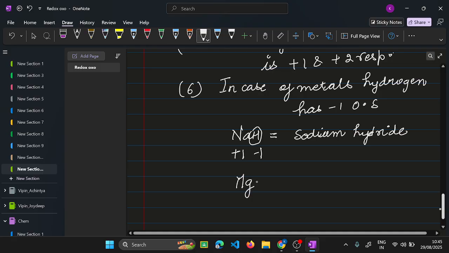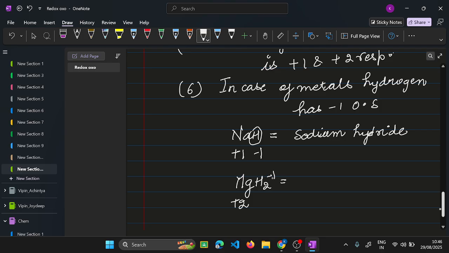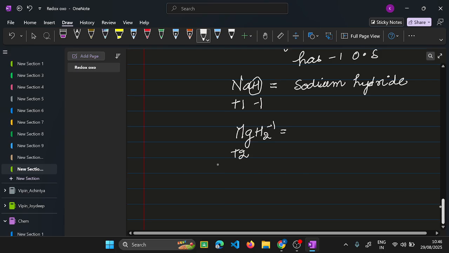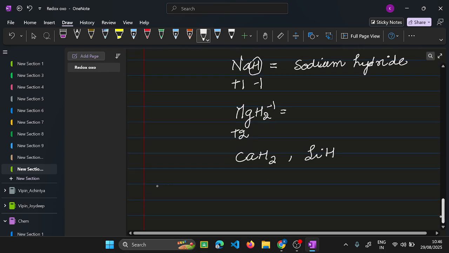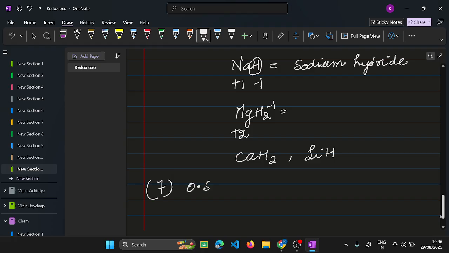Like in the case of MgH2. What is the charge of magnesium? Plus two. And hydrogen is -1. Right? Two hydrogen -2. Right? One hydrogen -1. Am I correct? Now find for CaH2 and LiH also. Charge and all. For CaH2, plus two, -1 and plus one, minus. Very good. Excellent.